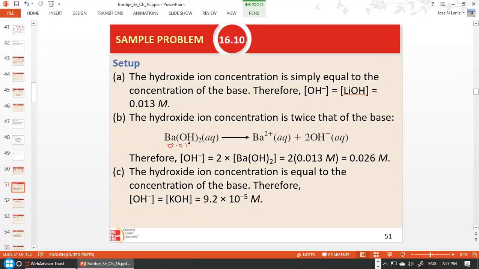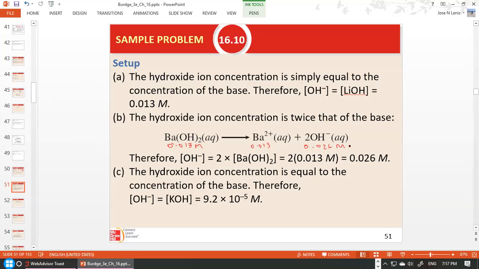0.013 molar of barium hydroxide ionizes, giving 0.013 of barium 2 plus, and we don't care about that. And also giving 2 times that moles per liter of hydroxide. So that's going to be 2 times 0.013 equals 0.026 molar. So you have to be careful with the stoichiometry. You see here, 1 mole gives 2 moles. So you have to take that into account.